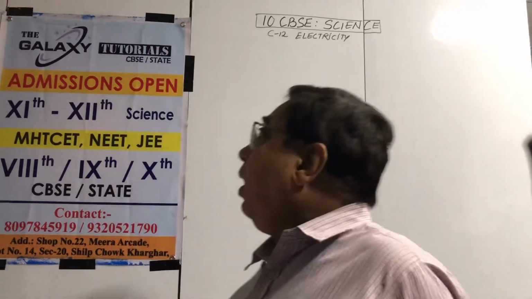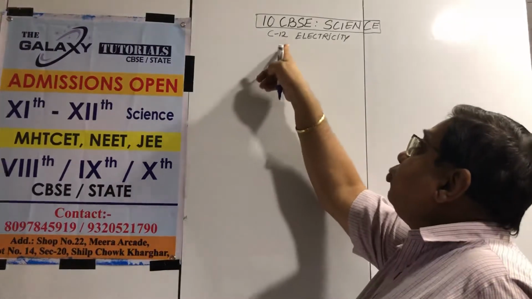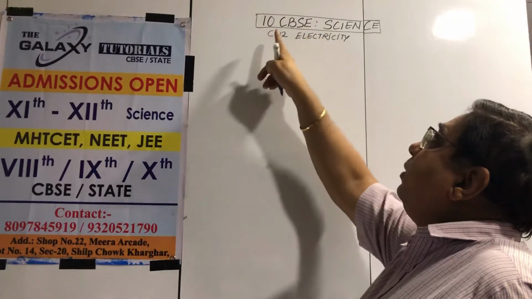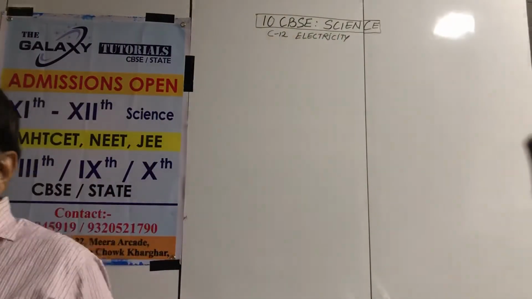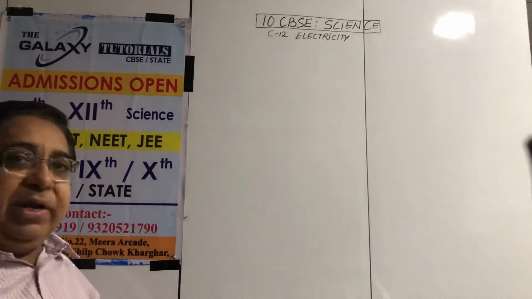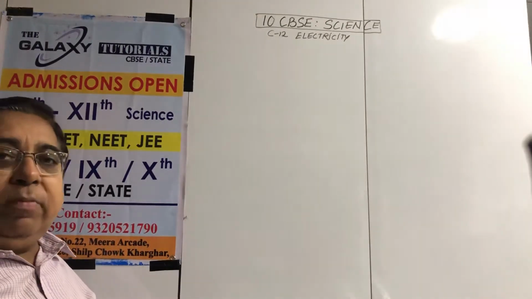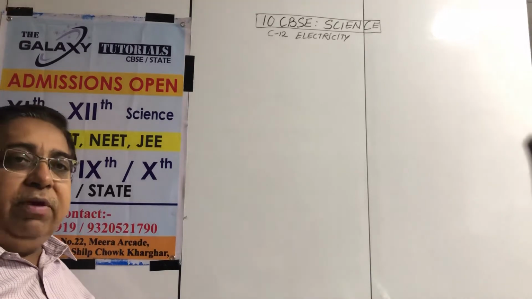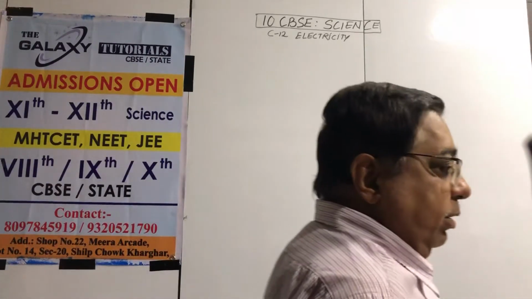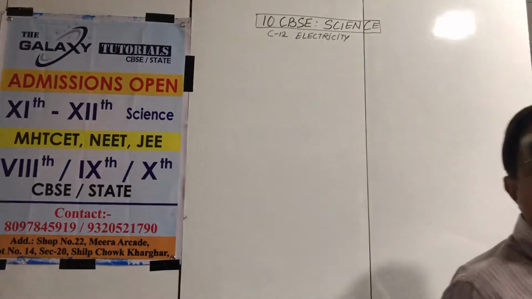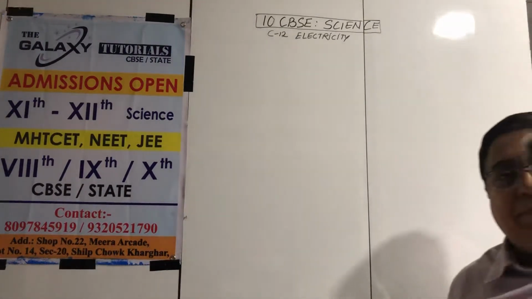Today we are looking at chapter number 12, Electricity, 10 CBSE Science. Okay, the chapter is very important. There are numericals, sums or problems, whatever you call them, coming in it. There are a lot of definitions. Okay, there are experiments. We will see the content because it comes in various sections of the paper.